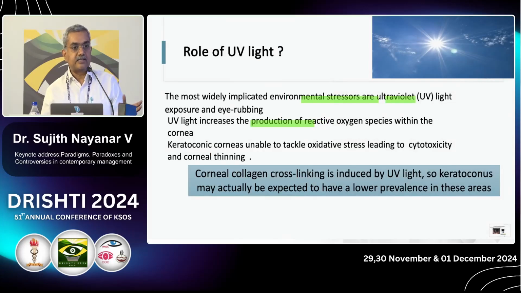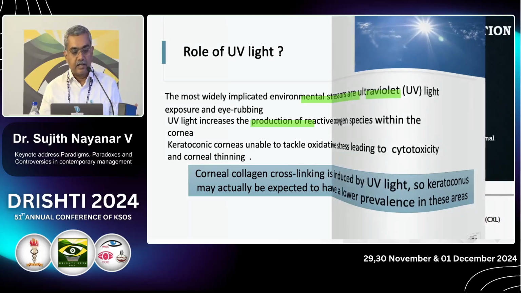UV light, it's actually a paradox. We use UV light for the treatment of keratoconus with corneal cross-linking. So how is UV light causing a problem? It's causing oxidative stress in the cornea, which the keratoconus-predisposed cornea is unable to tackle.